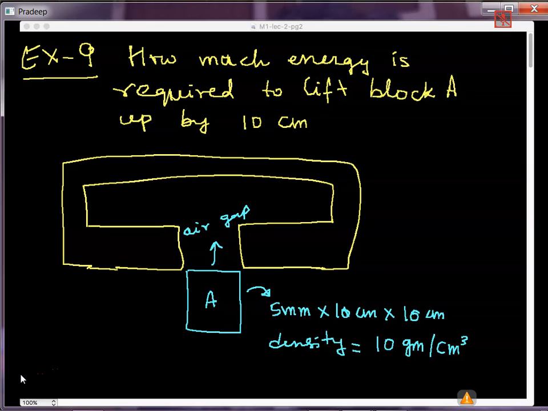So the dimension of the air gap is exactly same as the dimension of this A. So I want to move this A upwards to fill the air gap. So the question is how much energy is required to lift block A up by 10 centimeters. So can you calculate that? How much energy is required? So to move any item upwards, you have to give potential energy to that item. So how much height I want to lift this item? So first thing is you have to find the weight of the item. So what is the weight?